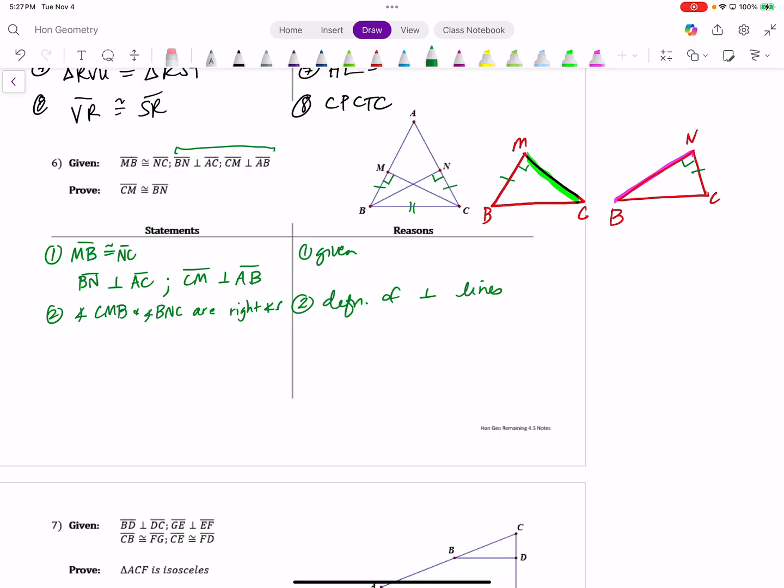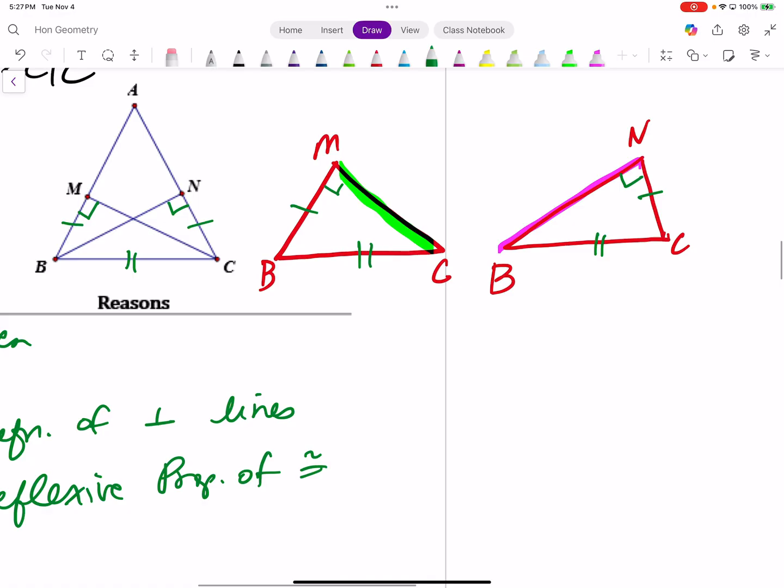I know this. They both have that side right there in common. So let's throw that in. I know that BC is congruent to itself. And again, you don't have to worry about matching up corresponding parts. Nobody cares. We haven't said the triangles are congruent yet. So that's the reflexive property of congruence.